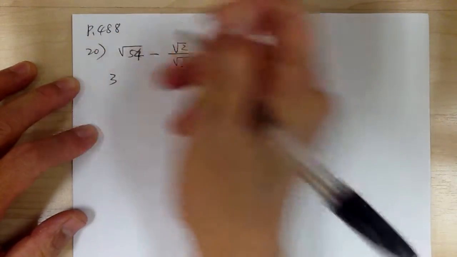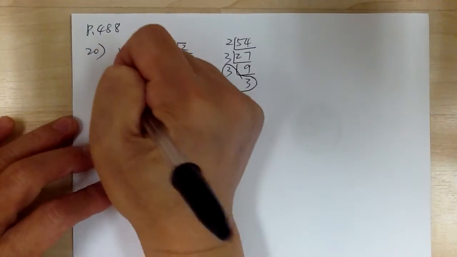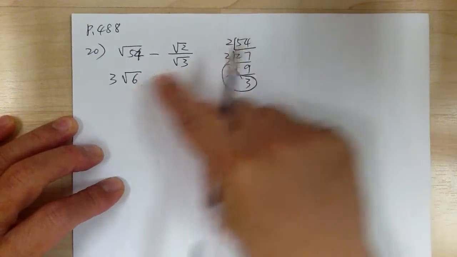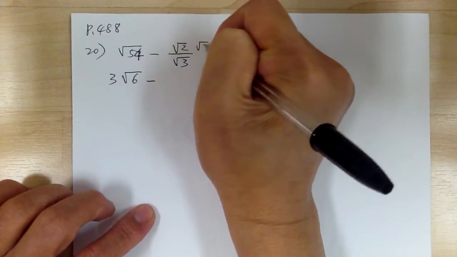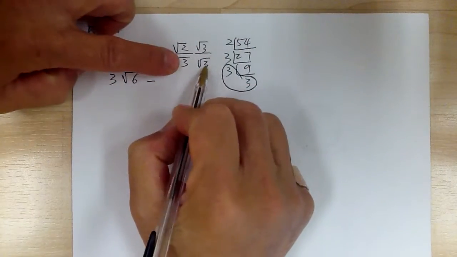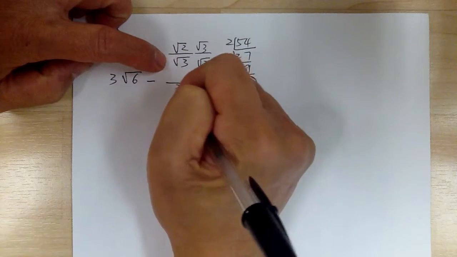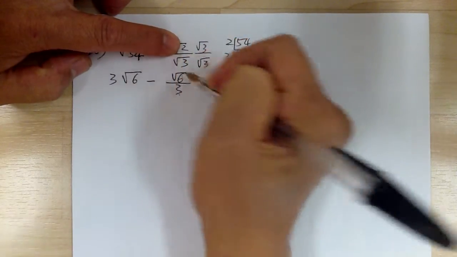So this would be a 3. Okay, so this would be a 3. And these are leftovers, so leftover stays inside. Right? 2 times 3 is 6, right? Minus, now this one I can do it over here. Multiply by square root of 3. Again, the key is two radicands make an integer. So these two radicands make an integer, and this will give me a square root of 6.